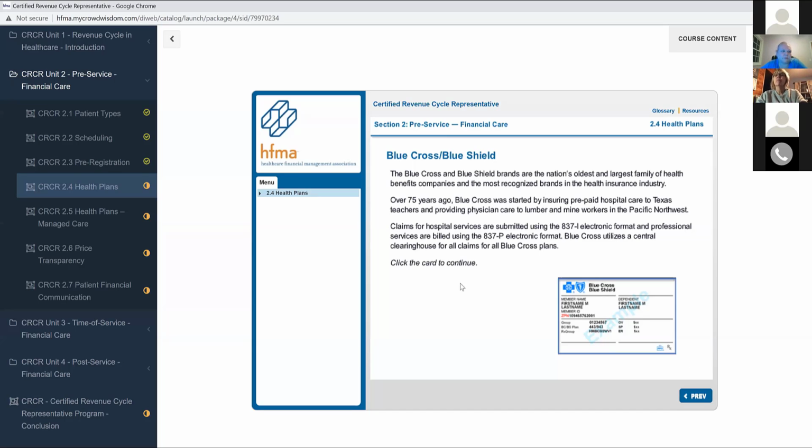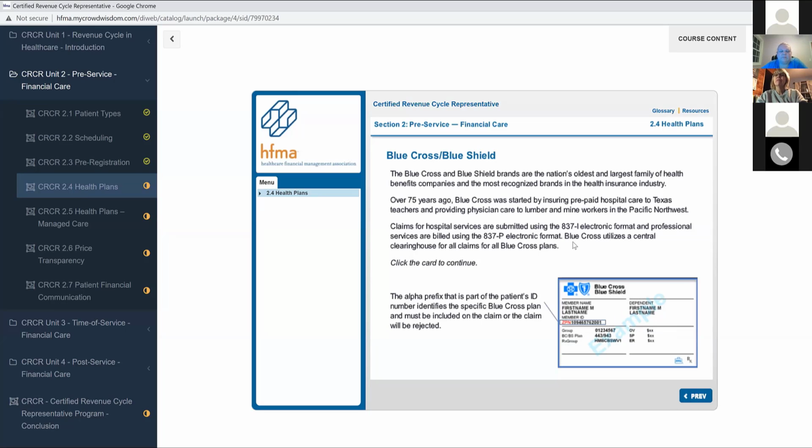One thing to note with Blue Cross Blue Shield, they tend to have a prefix on their card. If you do not put that prefix in your system, if you do not include all of those letters of the prefix, I can guarantee you your claim will deny or reject. They touch on managed care plans. We cover this in extensive detail in chapter 2.5, so I am not going to cover it here.